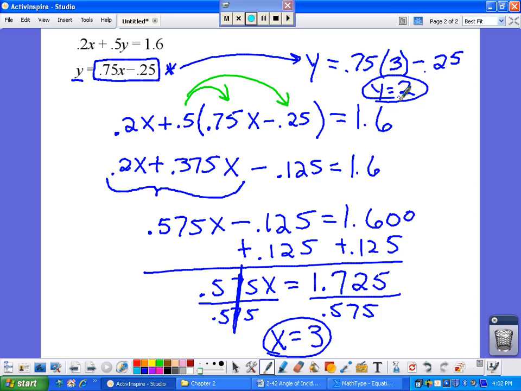So the answer, I think, is a little space here. The x value would be 3, and the y value would be 2. And that's what I got. Then you can check your answer.